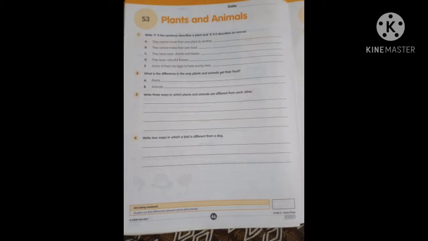Okay, children. Now see the second question. What is the difference in the ways plants and animals get their food? You have to write how plants get their food and how animals get their food. See the third question, children. Write 3 ways in which plants and animals are different from each other. You have to write the 3 differences between plants and animals. Okay. And look at the fourth question. Write 2 ways in which a bird is different from a dog. Okay. You can write in general.